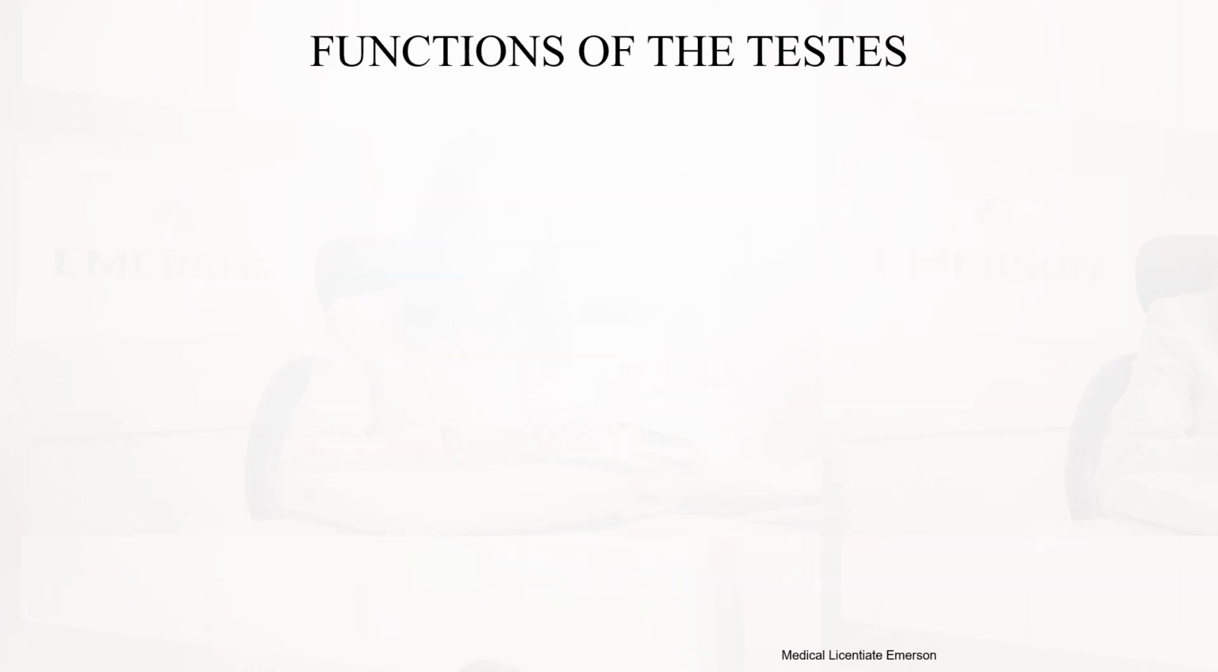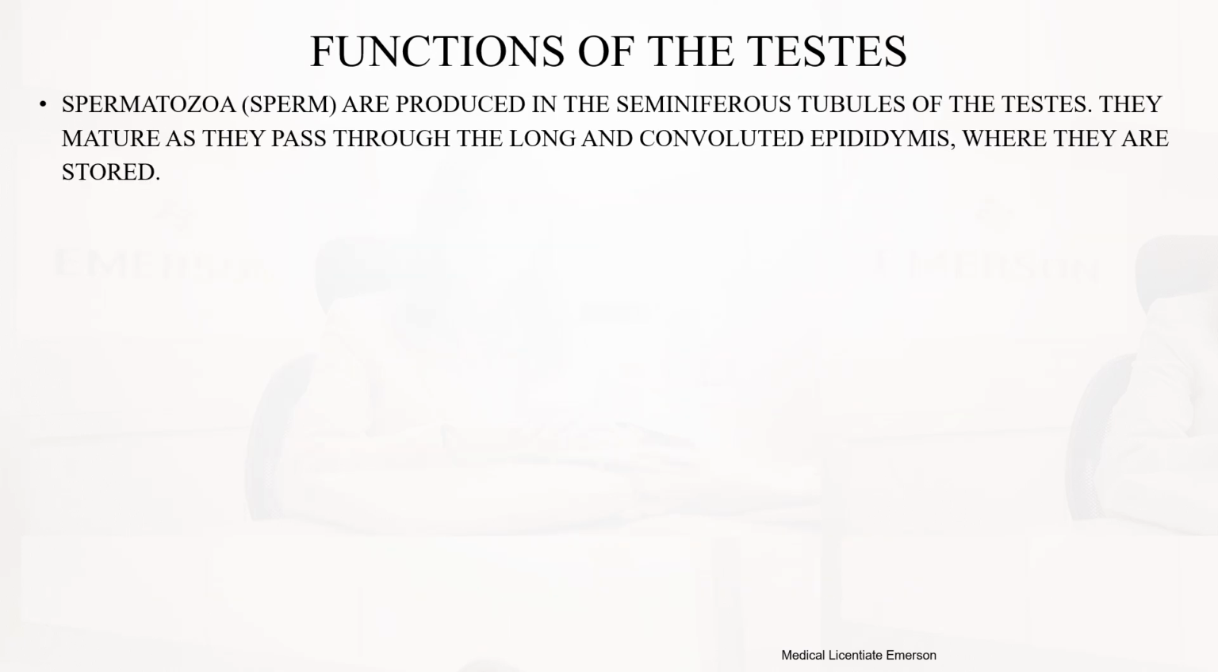Then in terms of functions, what are the functions of the testis? So function number one, of course, we talk of in terms of spermatozoa, or the sperms. So the sperms are produced in the seminiferous tubules of the testis, and they mature as they pass through the long and convoluted epididymis, where they are stored. So the function of the epididymis is for storing the sperms.